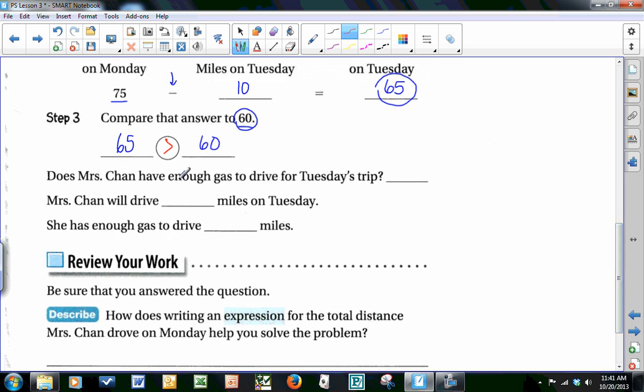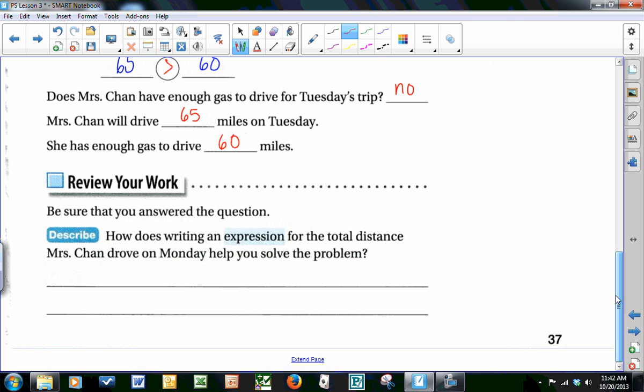And so we're going to finish up by saying, does Mrs. Chan have enough gas to drive for Tuesday's trip? Well, no, she doesn't because she wants to go 65 miles, but she only has enough gas for 60 miles. So the answer here is no. She will drive 65 miles on Tuesday, but she has enough gas only for 60 miles. She would run out of gas before her trip was over. So that's how we write an equation to solve the problem.